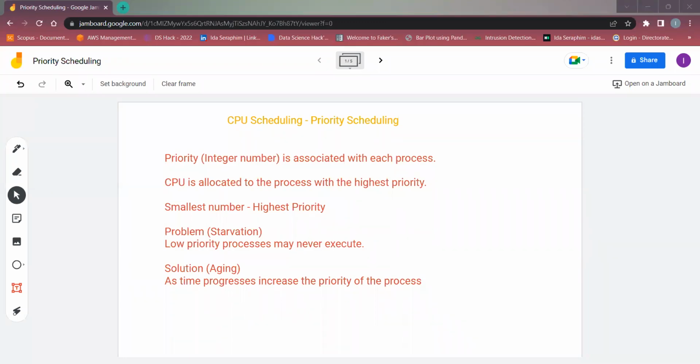In this video, we are going to see about a CPU scheduling algorithm called the priority scheduling algorithm. In the previous videos, I have discussed SJF scheduling and FCFS scheduling. In this one, we are going to see about priority scheduling. Here, each and every process is associated with a priority value.